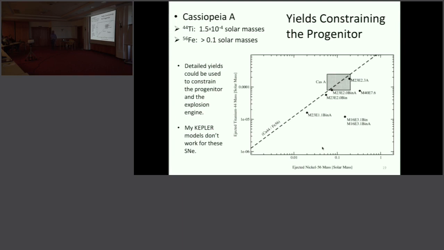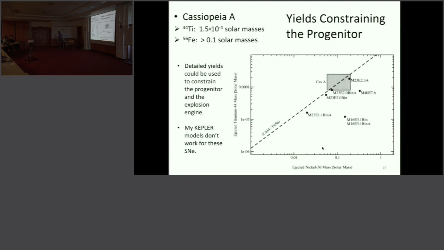We have more models with the new mixing layers, the new mixing algorithm that Dave Arnett has implemented, and those also produce a much larger fraction of titanium and iron. That seems to be what's fitting this Cas A remnant, where the amount of iron is now well above 0.1 solar masses in this system. So there are at least some extreme systems that require a lot of both titanium and iron. This is not what we expected based on all of our supernova observations before this.